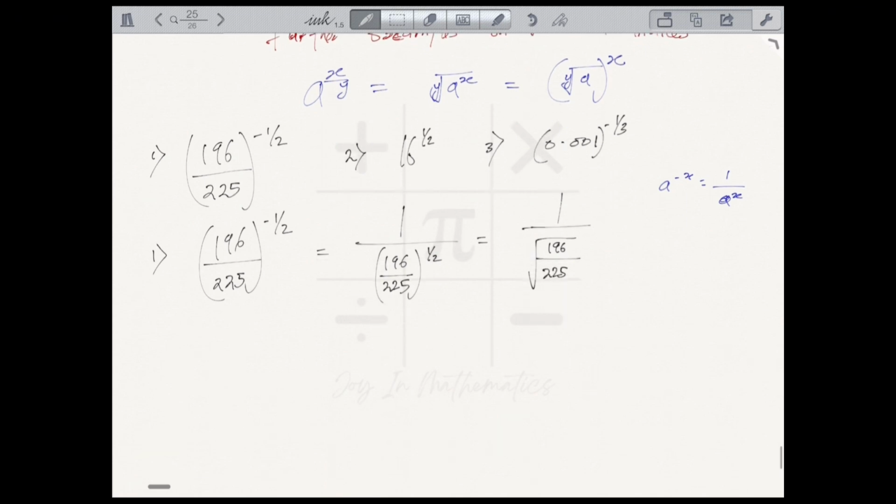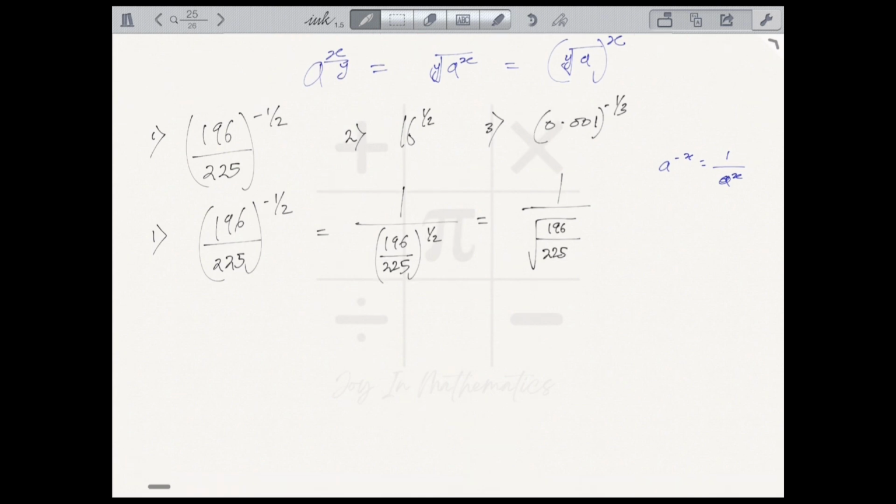Now let's apply the rule of thirds to this, just like we did in our previous video. The rule says that this will give us 1 over the square root of 196 divided by the square root of 225, and this will give us the square root of 225 divided by the square root of 196. The square root of 225 is 15 and the square root of 196 is 14. So our final answer is 15 over 14.